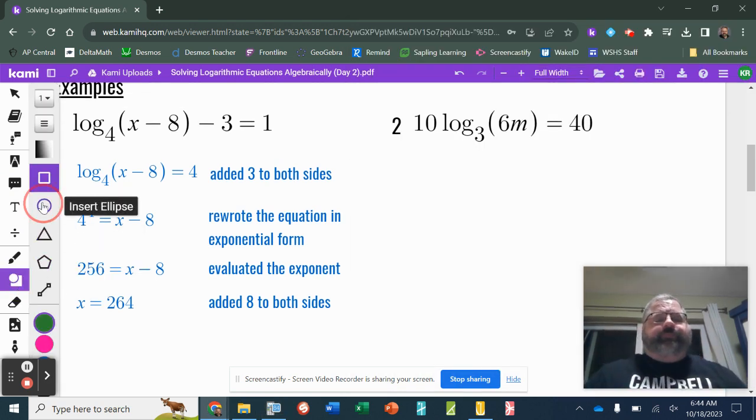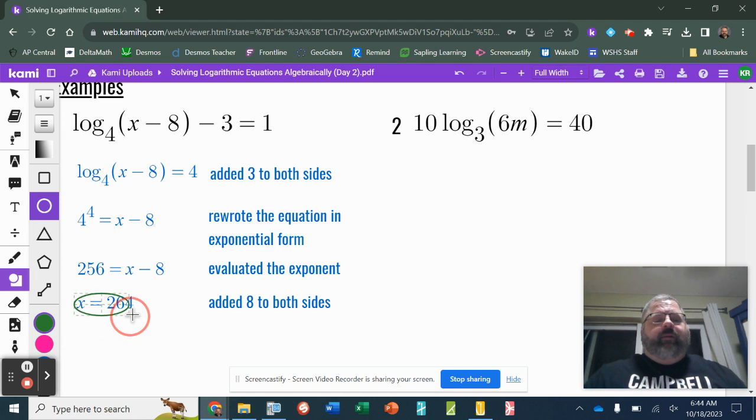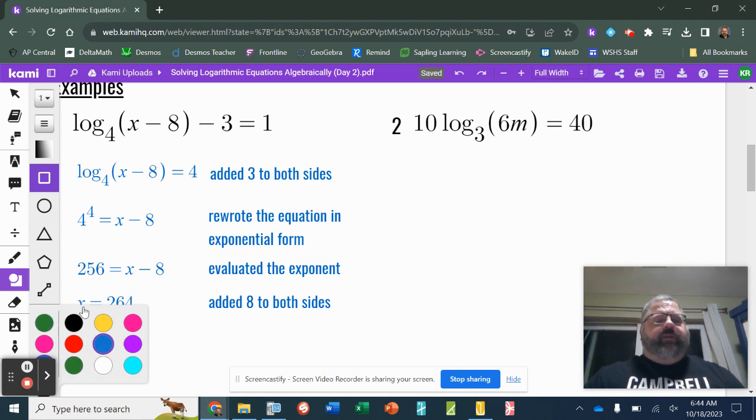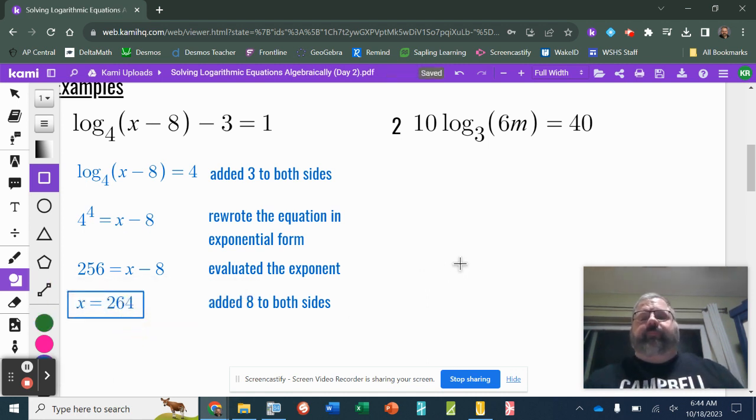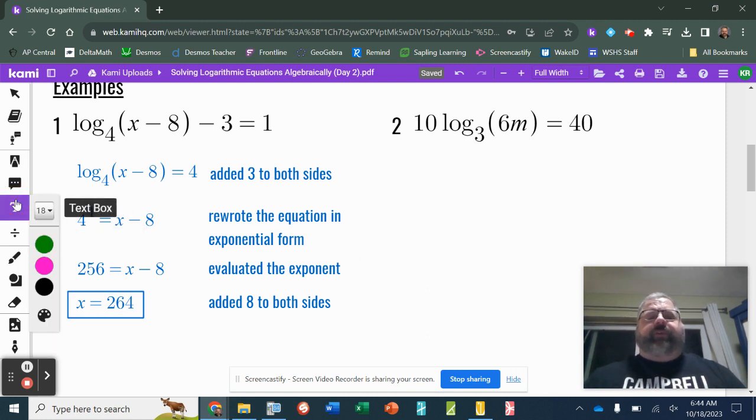So that means I would come back to my paper. Back to my paper, and I would just box in x equals 264. There we go. Let's look at example 2. In this one, I have 10 times the logarithm base 3 of the quantity 6m is equal to 40.